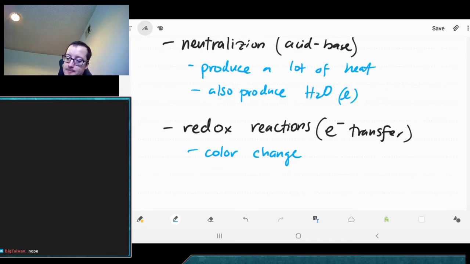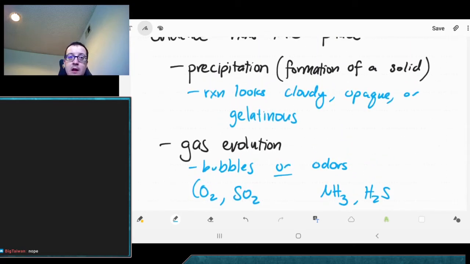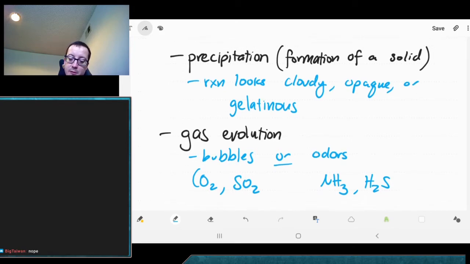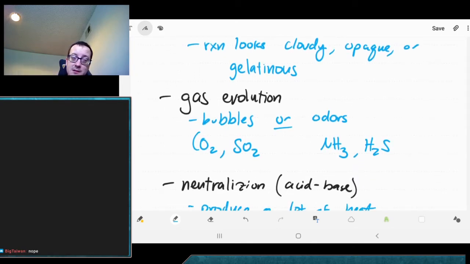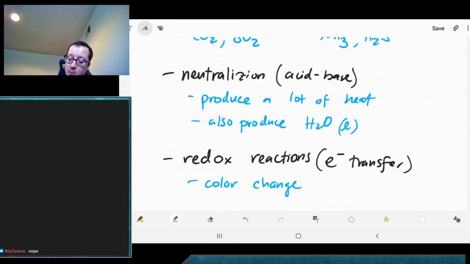So with that in mind, these four categories of reaction observations go hand in hand with the types of reactions we talked about. With precipitation reactions, you form a solid. With gas evolutions, you form a gas. With neutralizations, you form water or a liquid. And then the redox reactions are kind of their own category. We'll talk about them a little bit later.